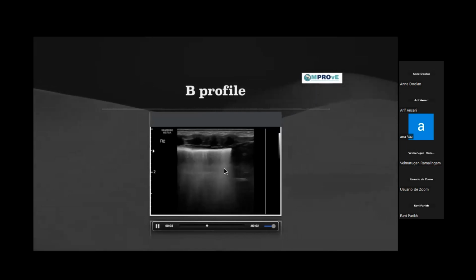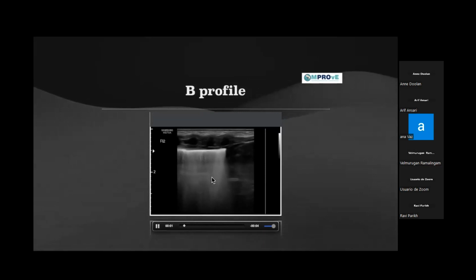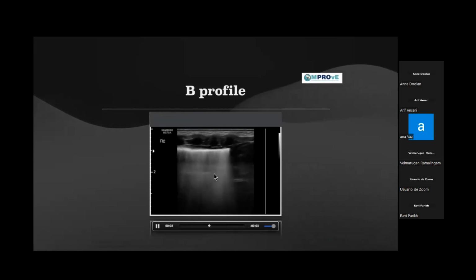And I will refrain from calling it an AB profile, because you will see that when we are talking about the RDS, when we are talking about the TTN, you will see this kind of a picture a lot more. And then it sort of muddies the picture basically. So when you're talking AB profile and all that, we better use the scoring system to come to a conclusion in those pathologies. But nonetheless, that's a B profile.